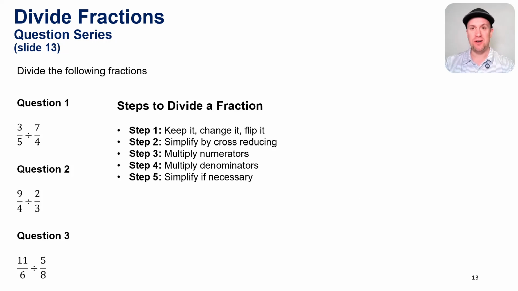The final question series here is a continuation of dividing of fractions, but now we have included some improper fractions in the questions here. So starting with our first question number 1, we have 3 over 5 divided by 7 over 4. Okay, so let's go ahead and keep it, change it, flip it now. So 3 over 5 stays 3/5. That's the keep it part. Division changes to multiplication, and the 7 over 4 changes to 4 over 7 here.